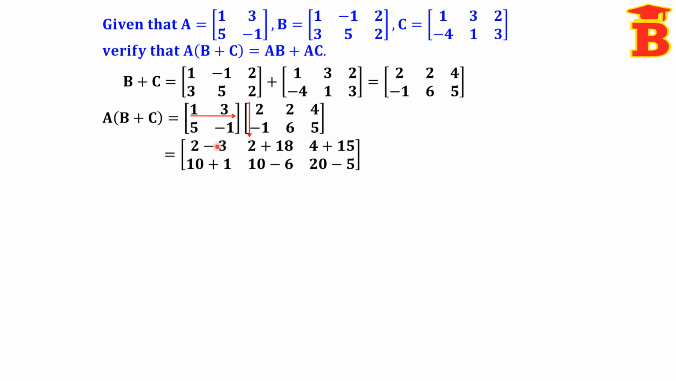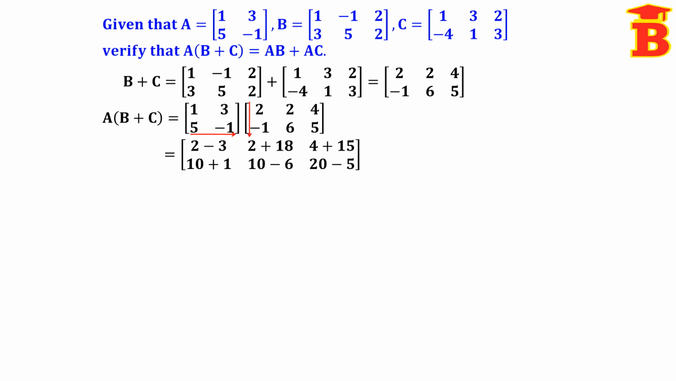This is the first element. Next multiply the second column and write it as the second element. That is 1 into 2 is 2 plus 3 into 6 is 18. Next the third column, we write the third element. That is 1 into 4 is 4 plus 3 into 5 is 15. So take the first row, multiply all the columns and write the answer in the first row. Next take the second row and multiply the columns and write the answer in the second row.